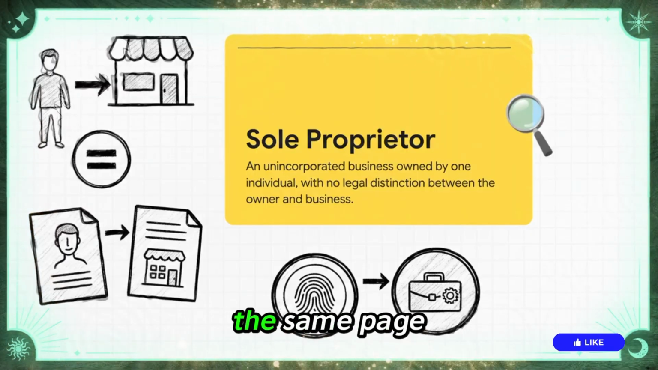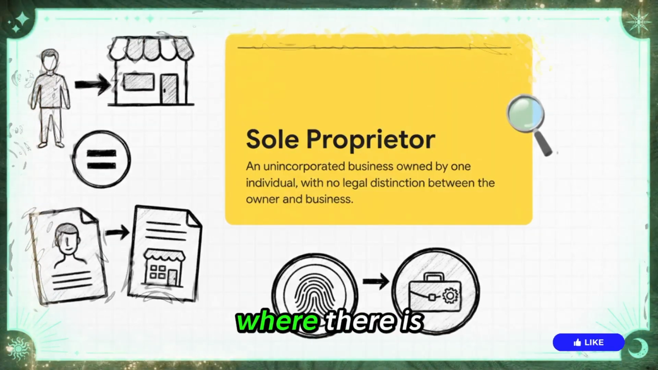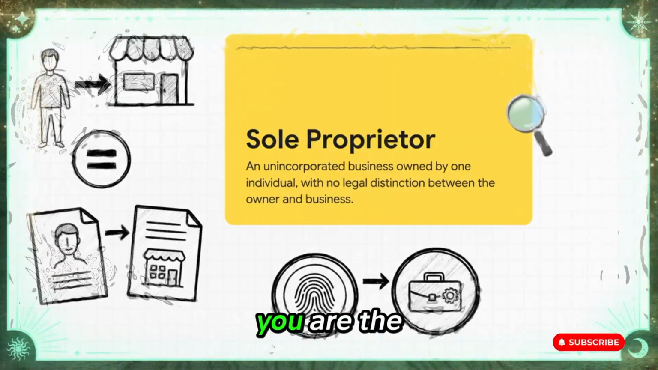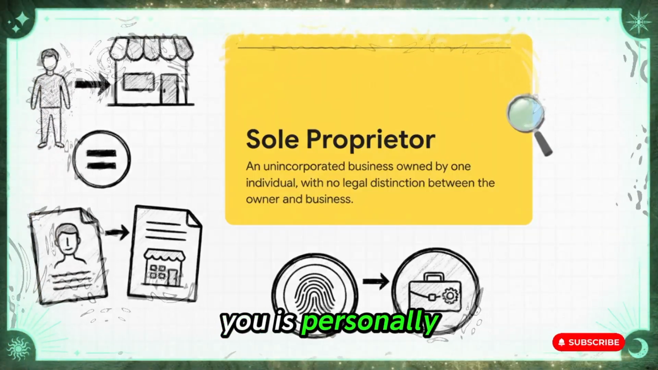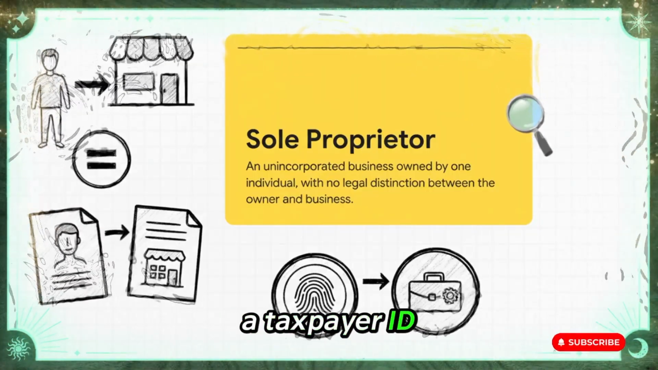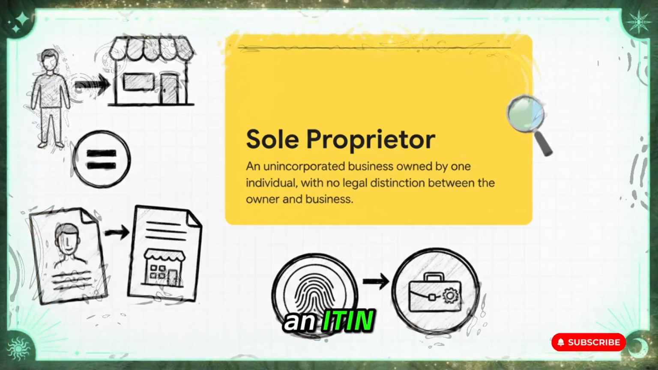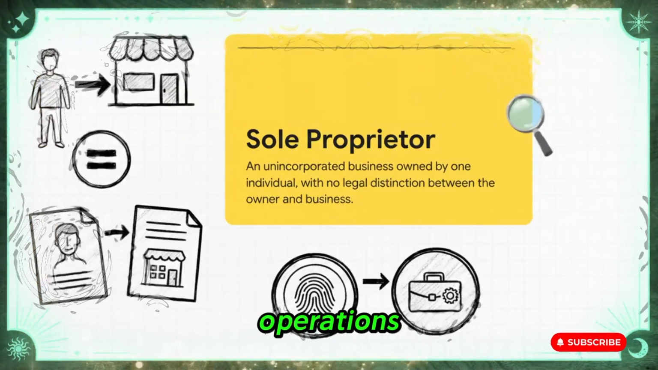And just so we're all on the same page, a sole proprietor is basically a business where there is no legal difference between the owner and the company. You are the business. And because the owner, you, is personally required to have a taxpayer ID, this is the most common situation where someone with an ITIN would also need to get an EIN for their business operations.